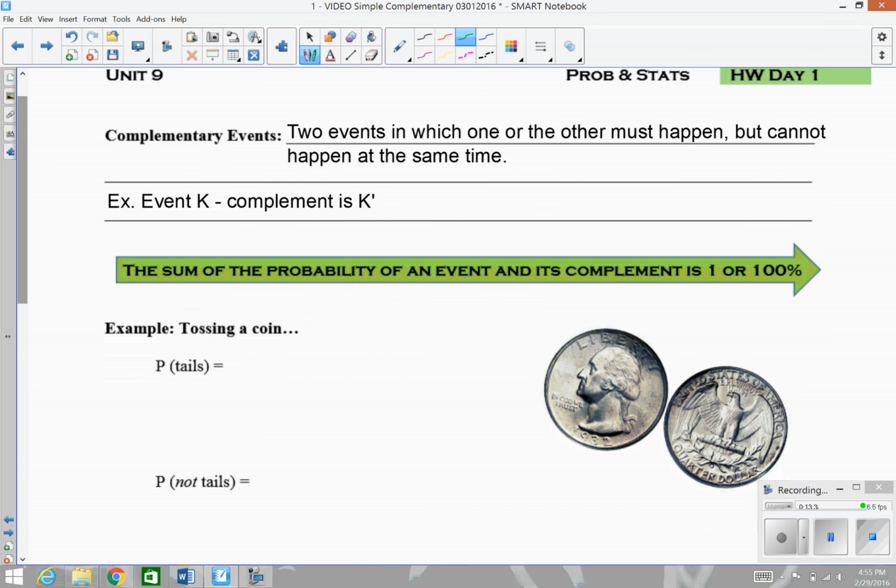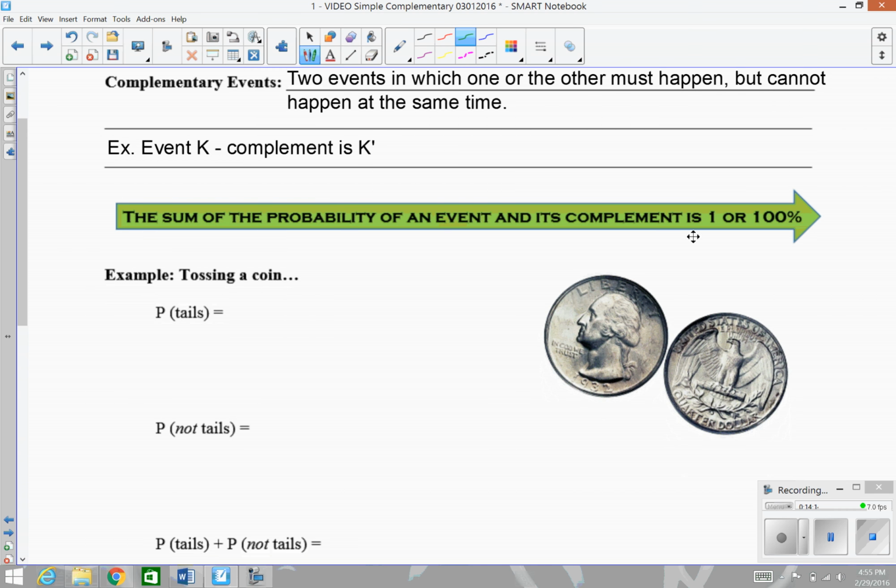This is where we talk about complementary events. This is where you have 2 events in which one or the other must happen, but cannot happen at the same time. So for example, you'll see down here heads and tails. You flip a coin, you could get one or the other, but never both. If the event is named K, then its complement is K with this little apostrophe looking mark. What's cool about an event and its complement is they should add up to 100% because they're opposites. I think you'll see what I mean in just a moment.